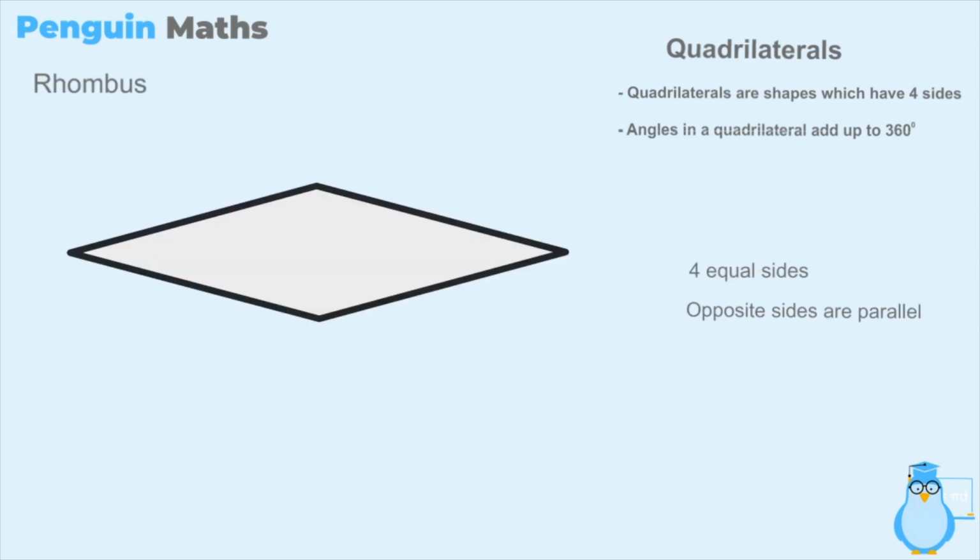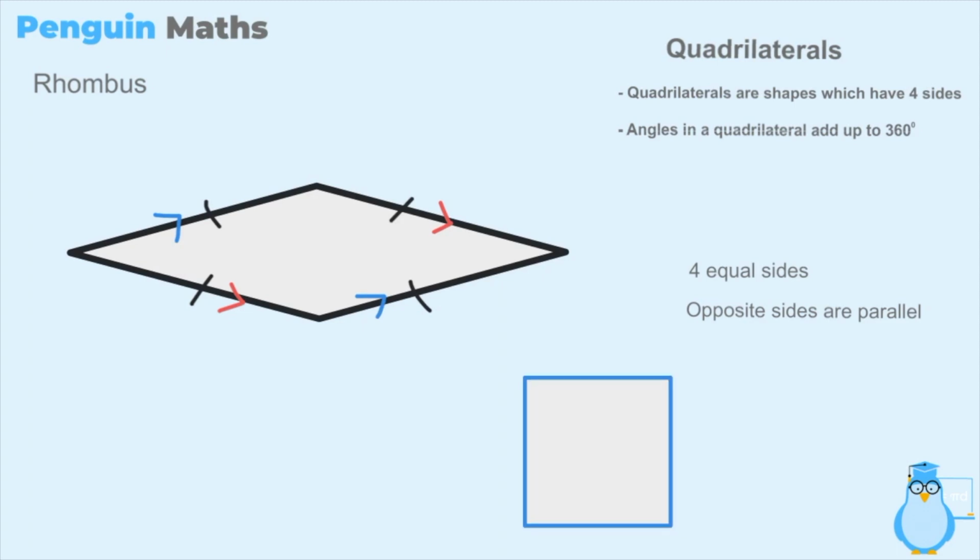Okay, so now we're going to have a look at a shape called a rhombus. And what defines a rhombus is a shape that has 4 equal sides and the opposite sides are parallel. So for this shape, we can say that all of these sides are equal and the opposite sides are parallel. So we can say that this line is parallel to that one, and also this line is parallel to this one.